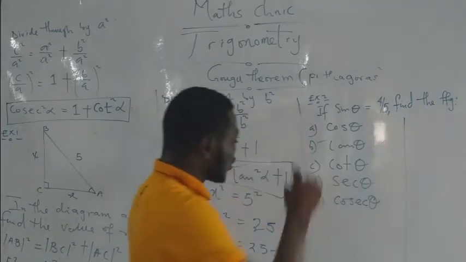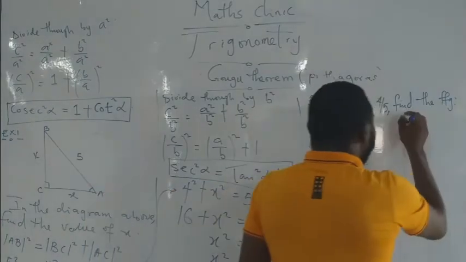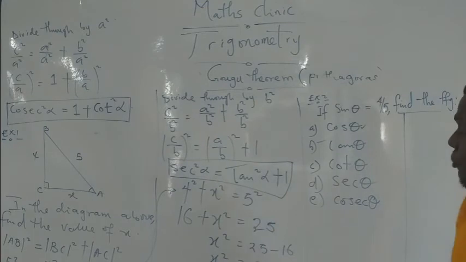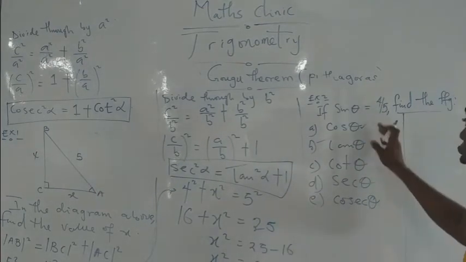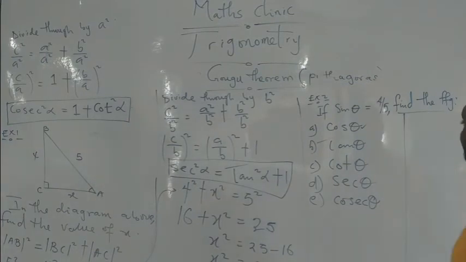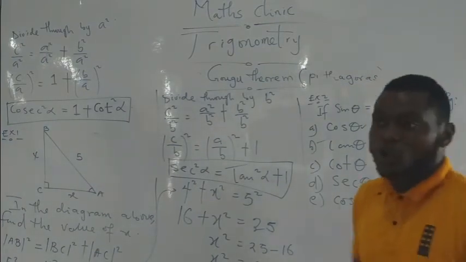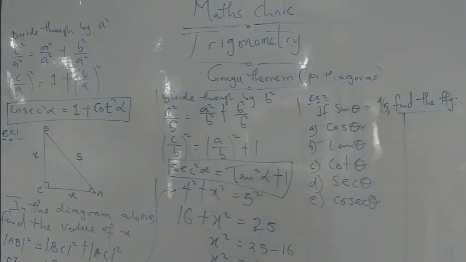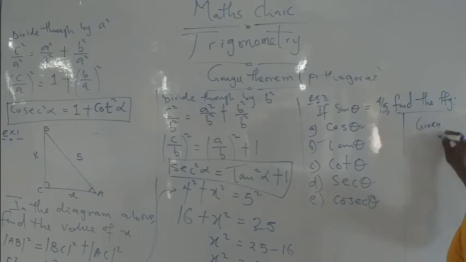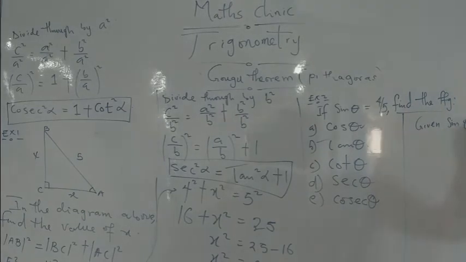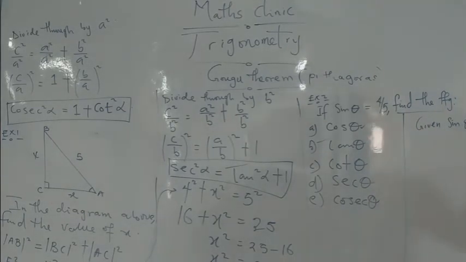Let's quickly tidy this up. Pretty simple. But I'm going to give you two methods on how to get this, or everything. Two methods, you can decide to pick any one you want, but I advise you to master the two methods. Now let's go. Solution. We are given that sine theta equals 4 over 5.